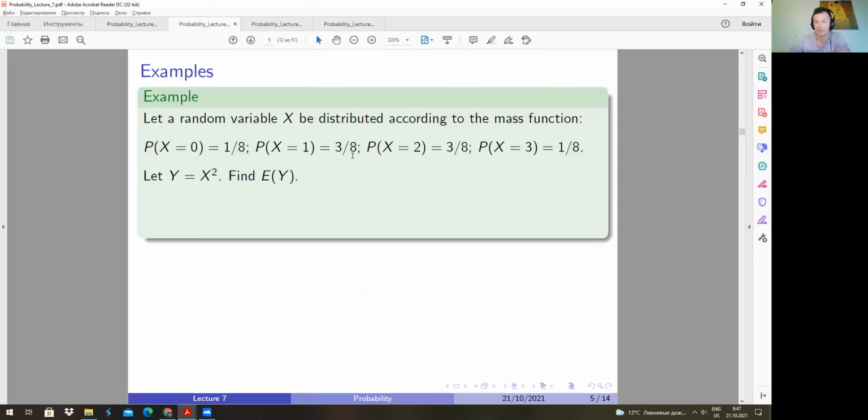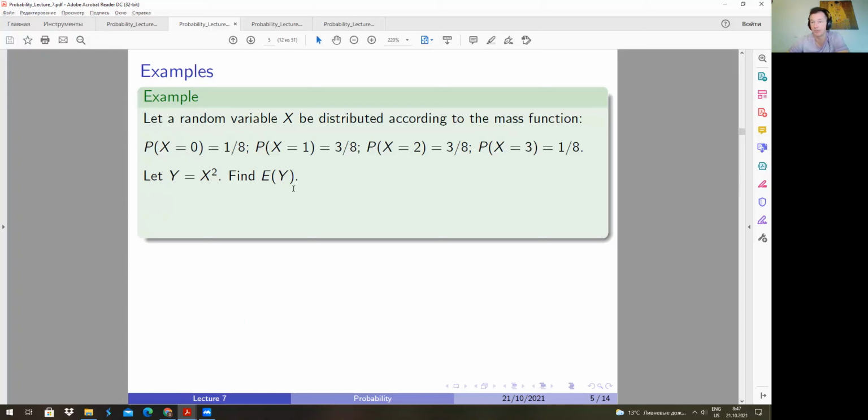So here is an example. Let's go back to the previous example about this discrete random variable. And now we define a transformation of this random variable. So suppose we have a new random variable y, and this y is x squared. So I transform my initial random variable into this.